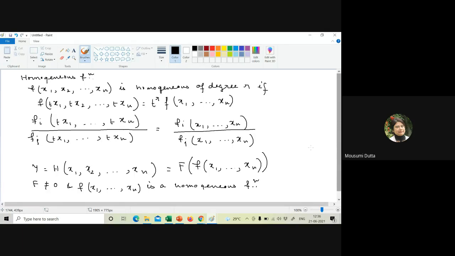So once again, take a note. Give the heading: homogeneous and homothetic production function.